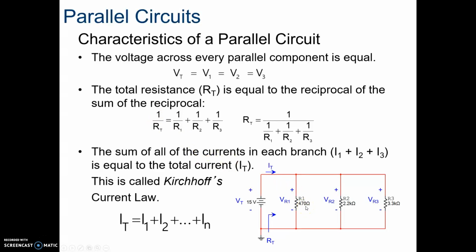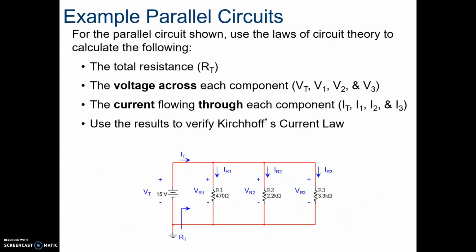Okay, I don't have a way to have a camera to show you all this, so we have to do it on the PowerPoint. They want us to find the total resistance in the example, the voltage across each component, which we know is 15 volts for the entire system, so that part's done, and the current flowing through each component. So we'll need to find I total and I1, I2, and I3, and then we'll verify all that using Kirchhoff's current law.